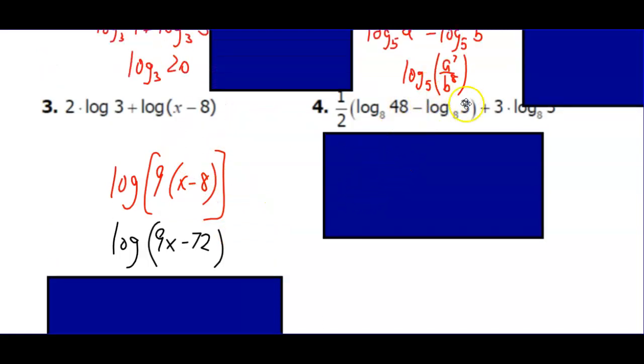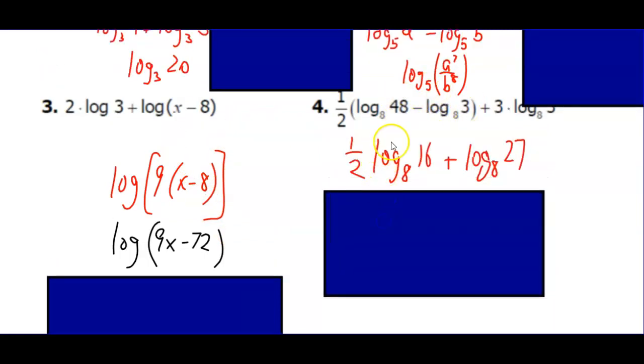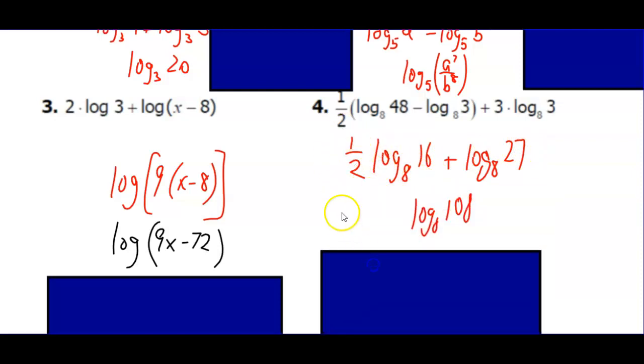And finally, if I work on this last one, I'm taking 48 and 3 and dividing them because of the minus between the log base 8s. And the one over here is going to become a third power, so I have 27. And I don't want to just multiply 16 times 27 because order of operations would have me work on this log first. So what I do is take the 1/2 power, that makes 16 become a 4, square rooting it. And then the 4 times 27 gives me 108. So we should have log base 8 of 108 as our final answer there.